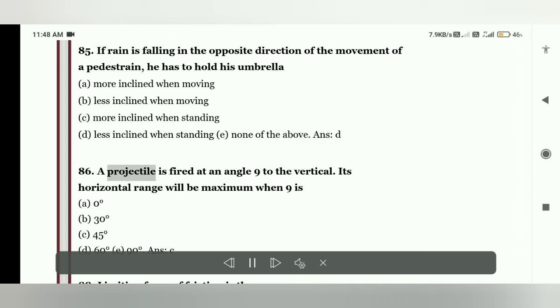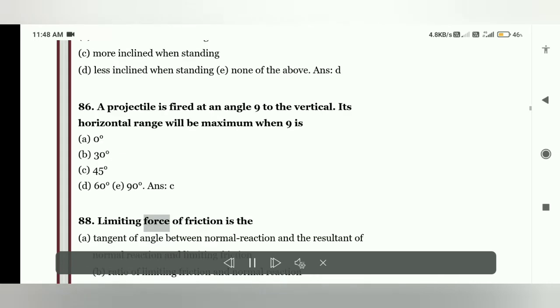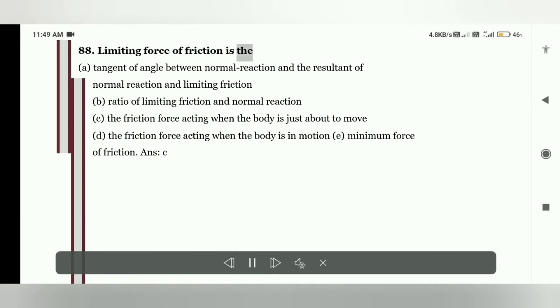86. A projectile is fired at an angle θ to the vertical. Its horizontal range will be maximum when θ is: A, 0 degrees; B, 30 degrees; C, 45 degrees; D, 60 degrees; E, 90 degrees. Answer: C.